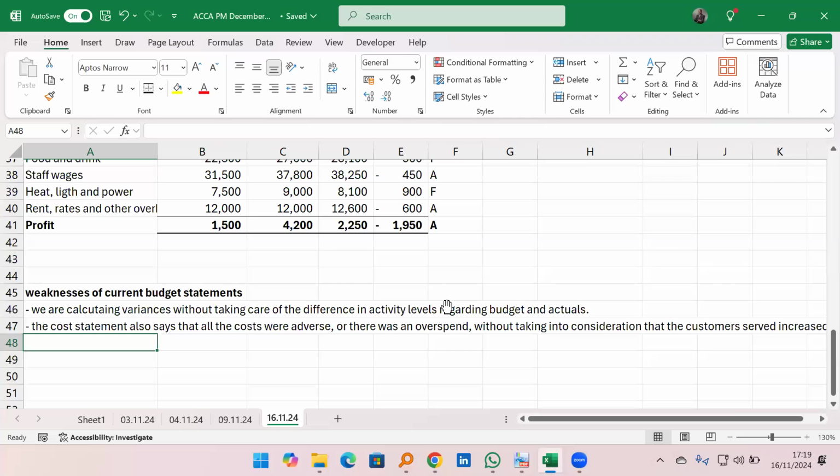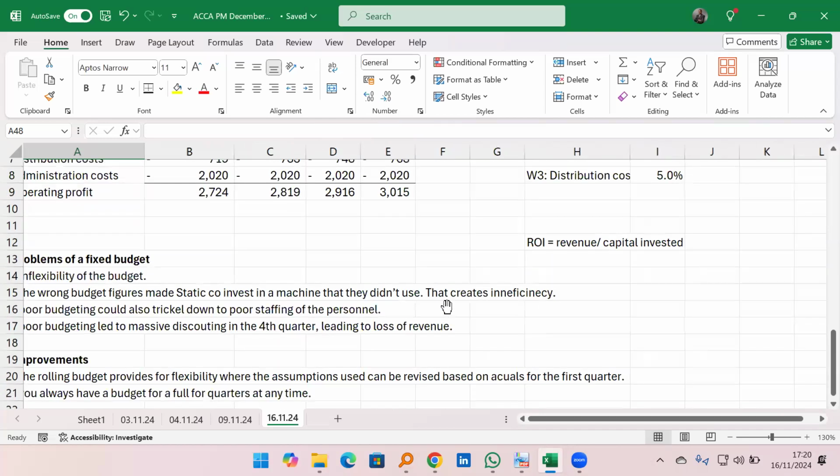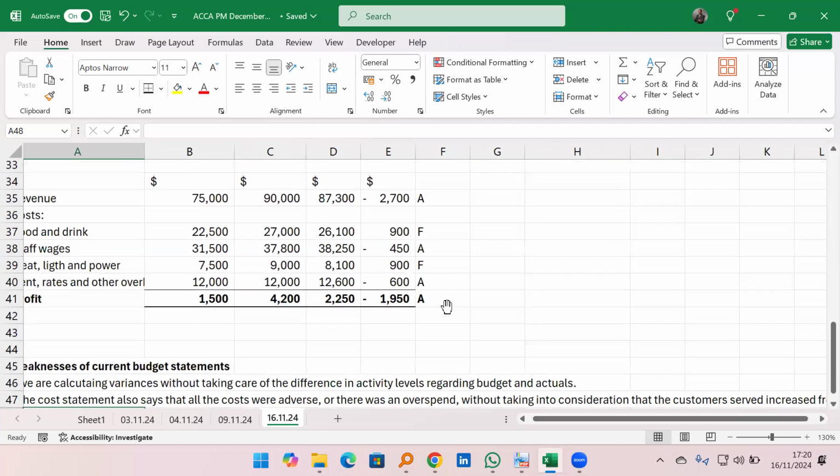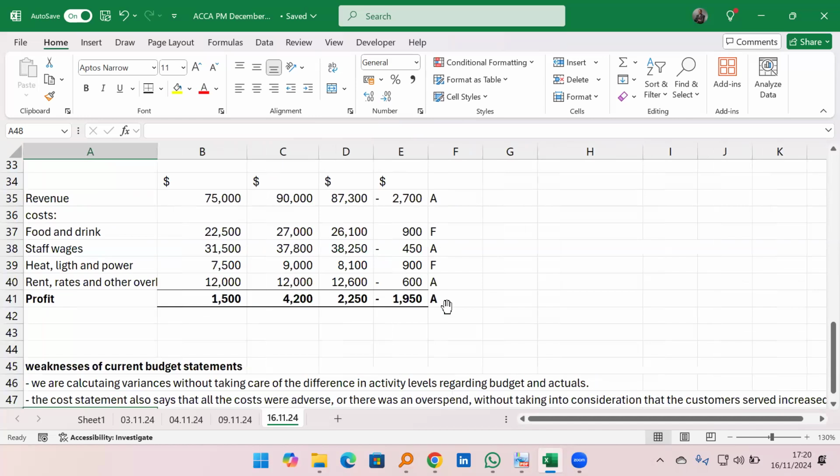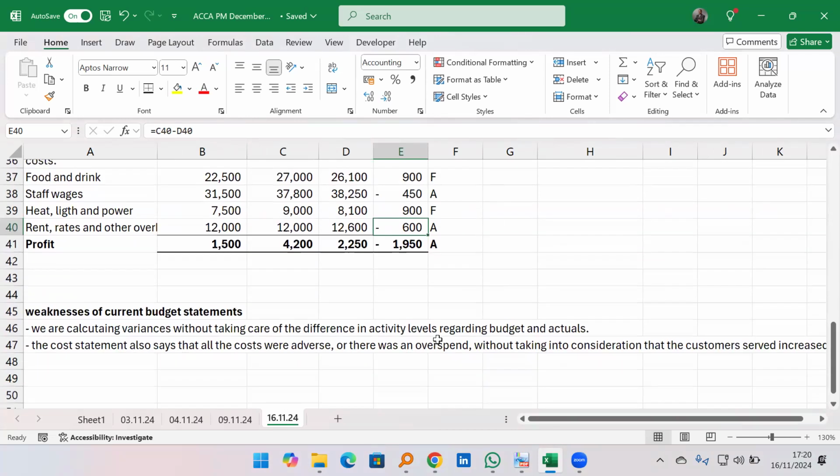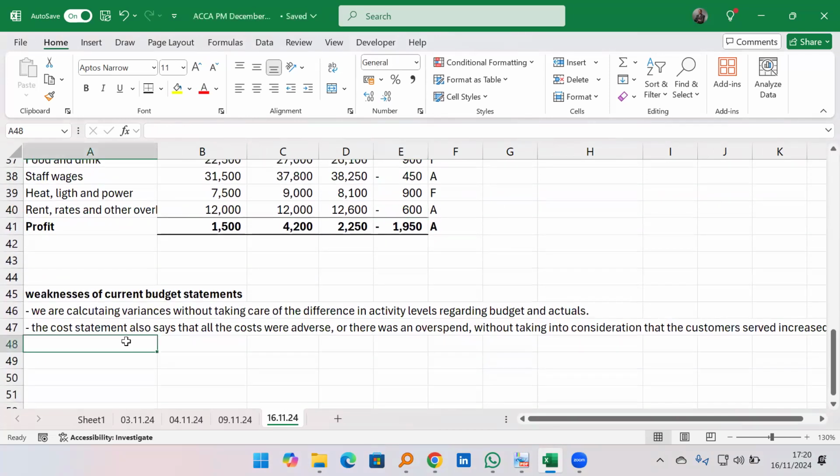Okay, so now, because of the fact that you have not accounted for that increase, it seems as if you have performed poorly in all aspects of cost. And yet, after we have flexed, you can see that we have only performed poorly in wages and rent, rate, and other overheads. Okay, so that is the second issue that you have with that budget, or that budget book.